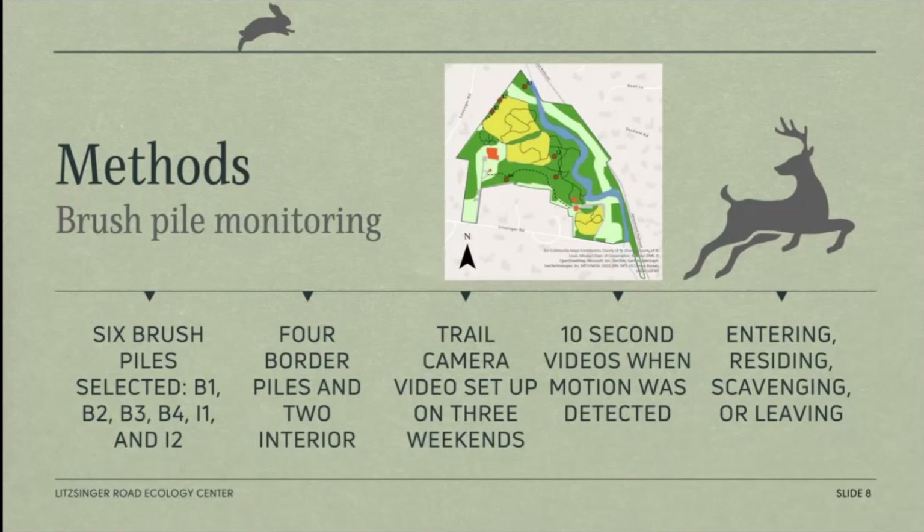And I set up trail cameras at each of those 6 sites, and took 10-second videos whenever there was motion detected. And I did this on 3 consecutive weekends because that's the time that there was the least property disturbance from humans on site. And I only counted a mammal as using the brush pile if it was recorded entering, leaving, scavenging in, or residing in the brush pile, because if a mammal just walks by, they're not using that brush pile. But if it's in any of those 4 categories, I counted it.